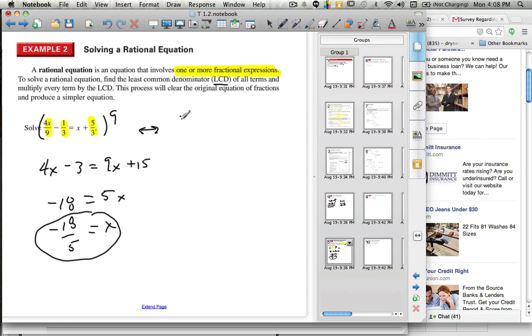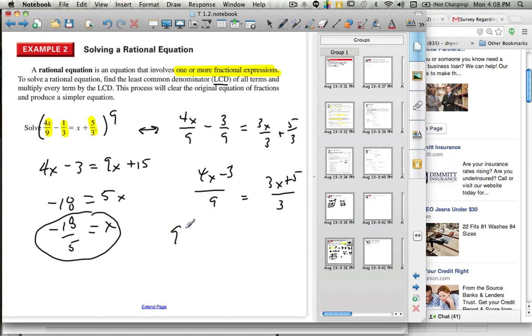So I could go ahead and create common denominators like that, and I could have 3x over 3 plus 5 over 3. And then what I'll end up with is (4x minus 3) over 9 being equal to (3x plus 5) divided by 3. And then I would cross multiply. 9 times (3x plus 5) is equal to 3 times (4x minus 3).